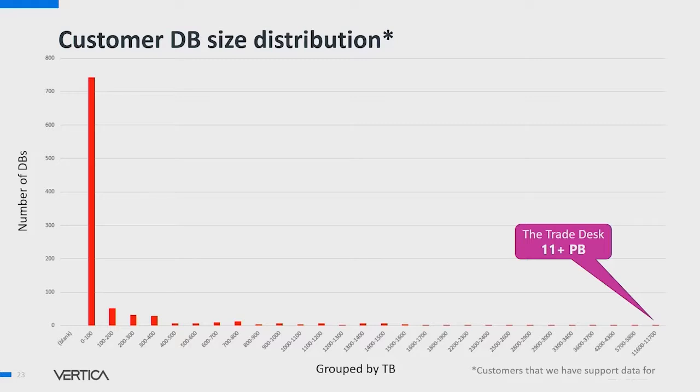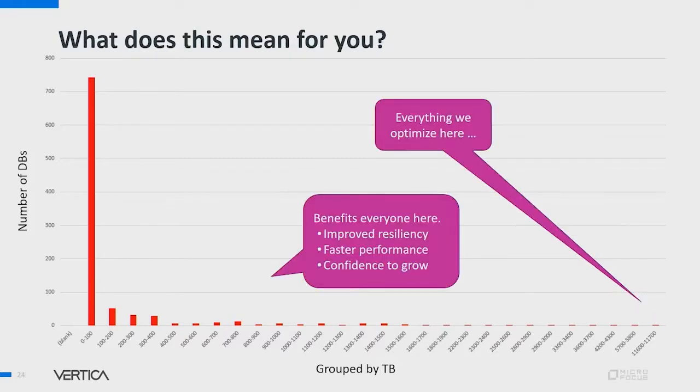Out at the far right, what we might call the leading edge, you can see a very small bar representing a very large database operated by The Trade Desk. The Trade Desk is our largest Eon mode customer with a database of 11.5 petabytes. As you might expect, 11.5 petabytes managed by 576 nodes is testing the upper limits of Eon mode.